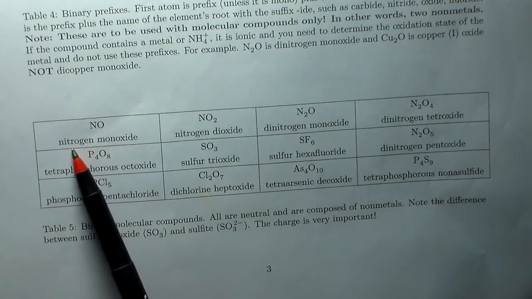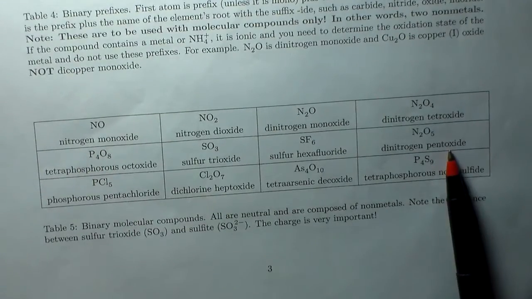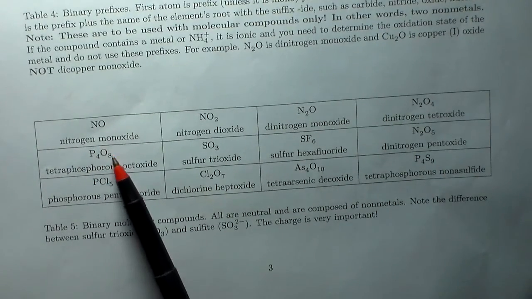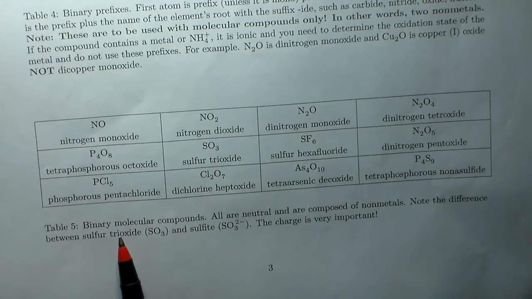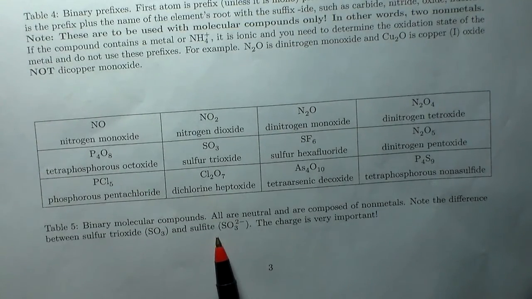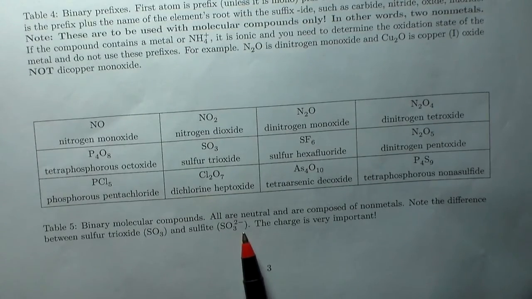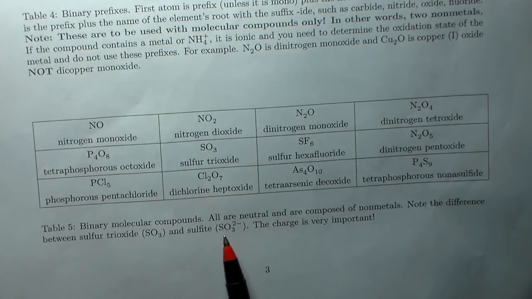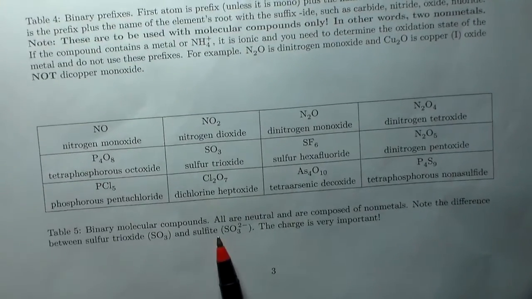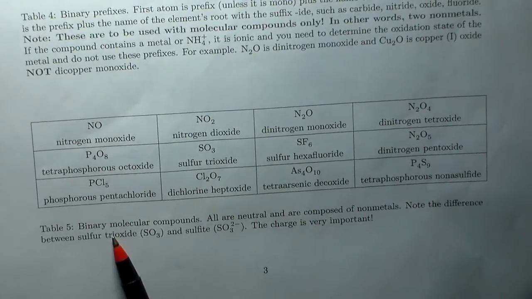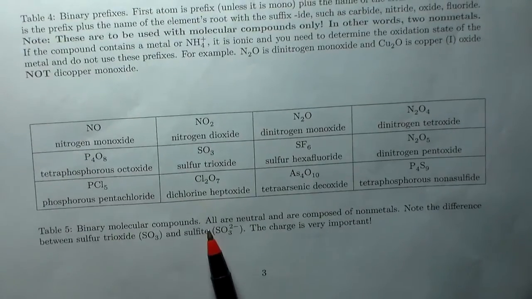And then over here, these are just some examples with the binary molecular compounds. Again, not all inclusive, but hopefully enough practice ones to give you a heads up. And also right down here, noting the difference between sulfur trioxide and sulfite. The charge on these ions, if they are an ion, is very important because if you leave the charge off, that could be a molecular compound. They could have the same formula, but one is charged and the other one is neutral. All right, so it is very important to know the difference.